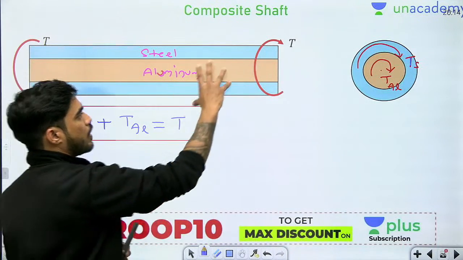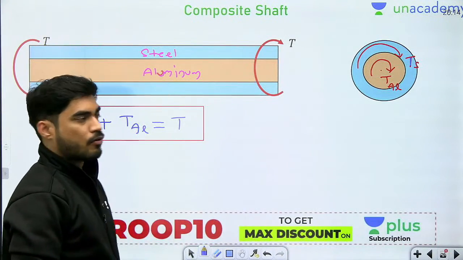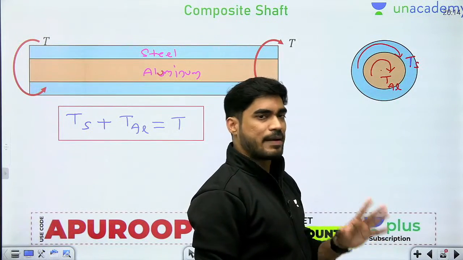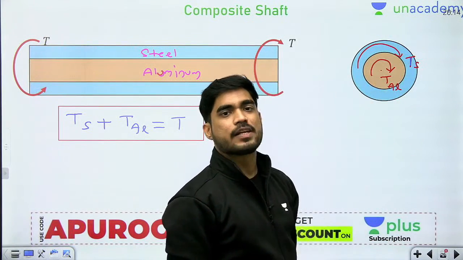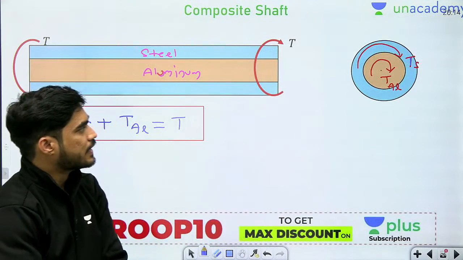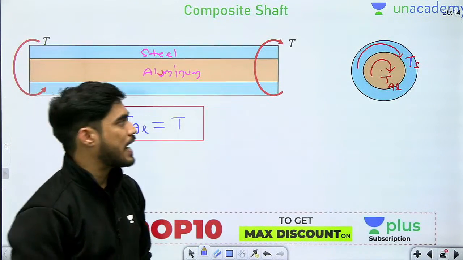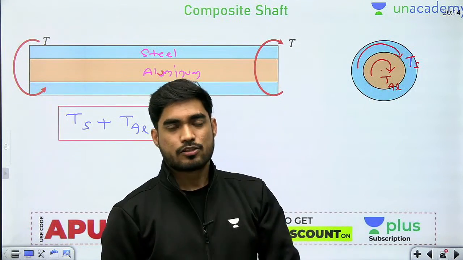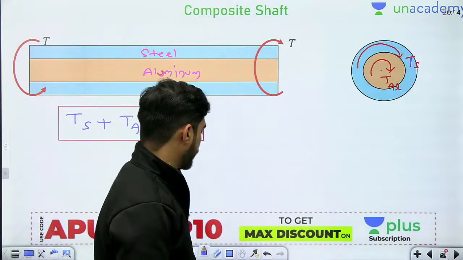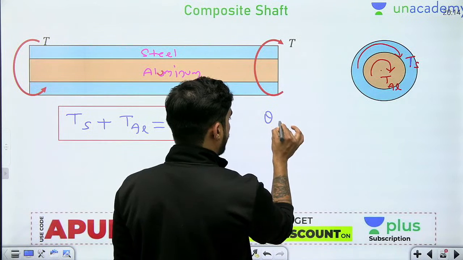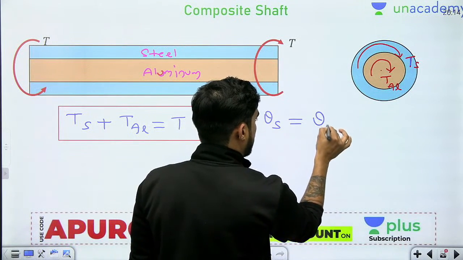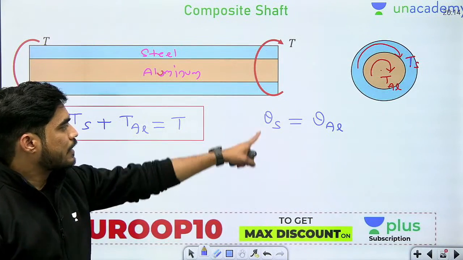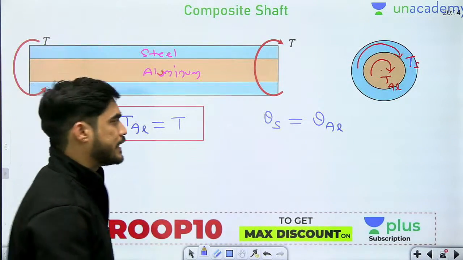When I apply torque T, whatever angle of twist will be developed in steel, the same angle of twist will be developed in aluminum also. जितना भी steel में angle of twist develop होगा, उतना ही angle of twist aluminum में develop होगा, right? So beta, this is the constraint of deformation, that the angle of twist of steel and angle of twist of aluminum will be equal.